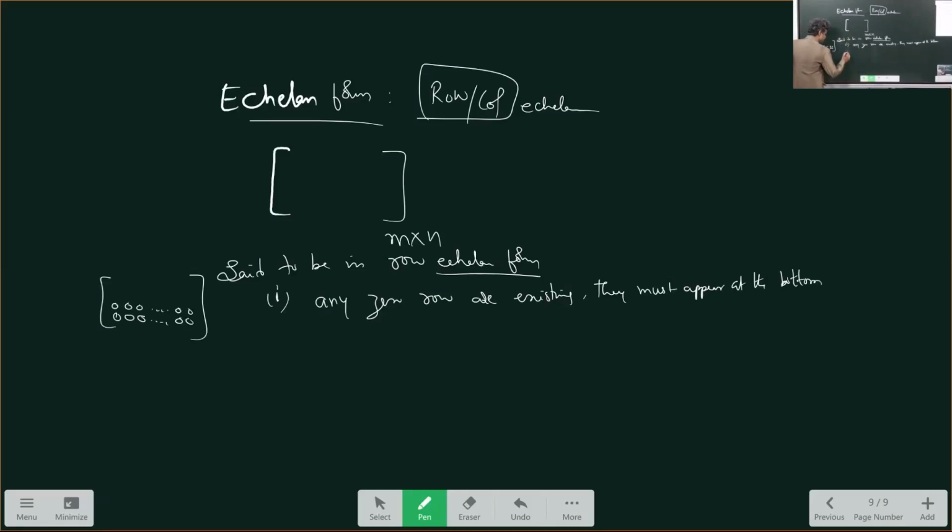The second point: the number of zeros before the first non-zero entry.